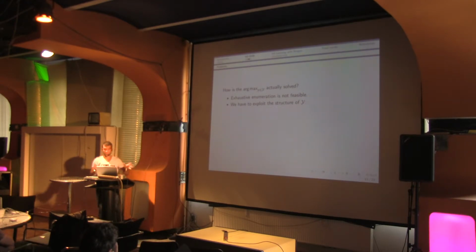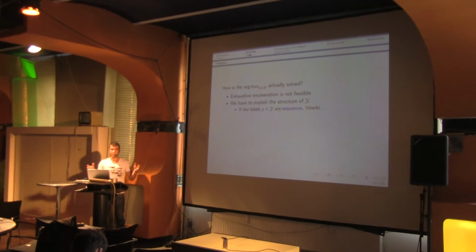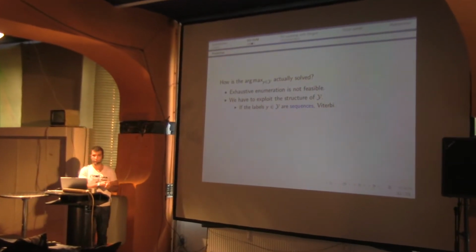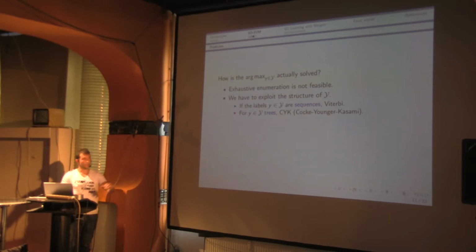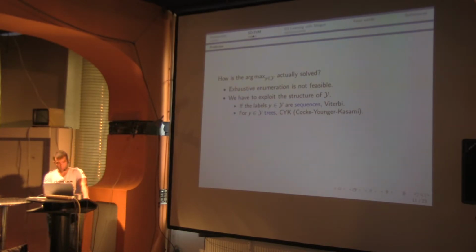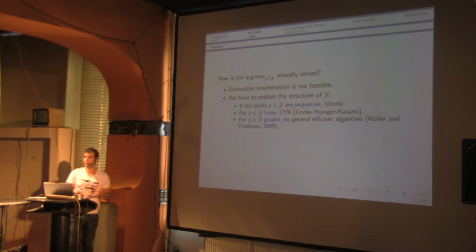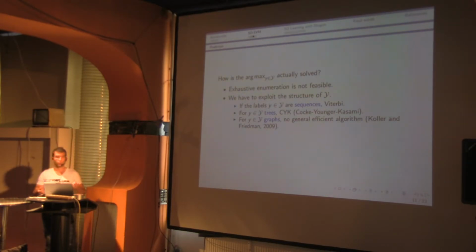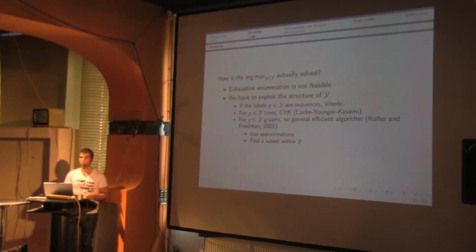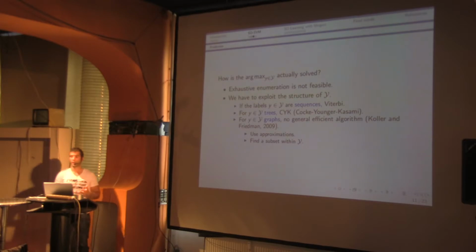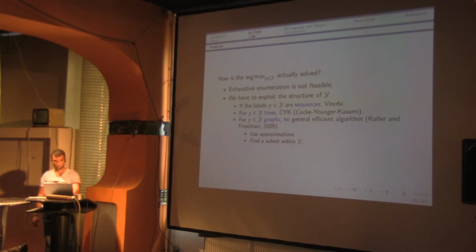In order to solve this argmax, what we normally do is exploit the structure of the output space. For instance, if the labels take the form of sequences, then we can apply the Viterbi algorithm to solve this efficiently. If they are trees, as in the natural language processing example, then we can apply another algorithm, the CYK algorithm, that is also efficient. But I think it's more interesting in graphs in general. If you don't put restrictions on the labels and they are represented as graphs, then there is no general efficient algorithm to solve this. So you can either use approximations or again find a subset of Y in which efficient inference is possible.